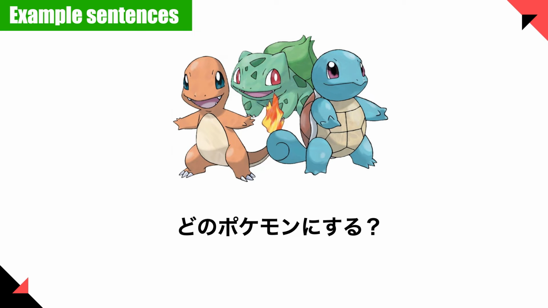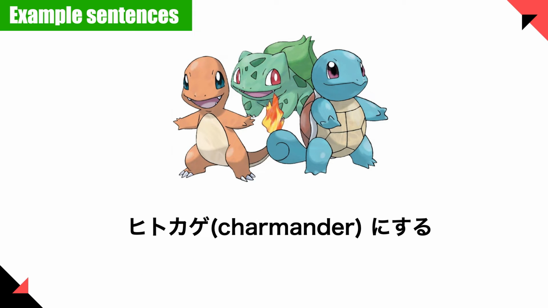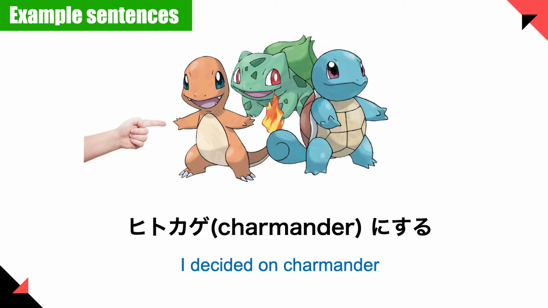Alright, example sentence. どのポケモンにする？ Have you decided on which Pokemon you pick? Pretty much, which Pokemon would you like? ヒトカゲにする。I decided on Charmander.